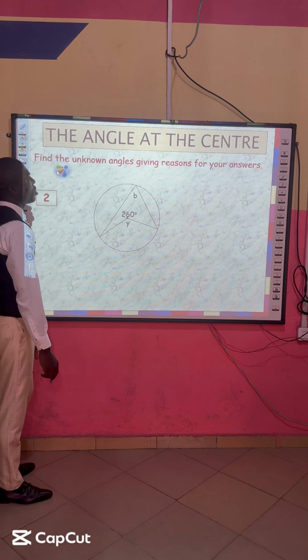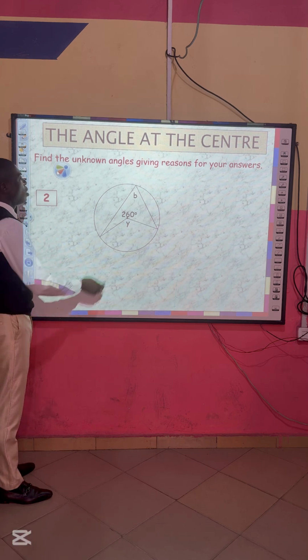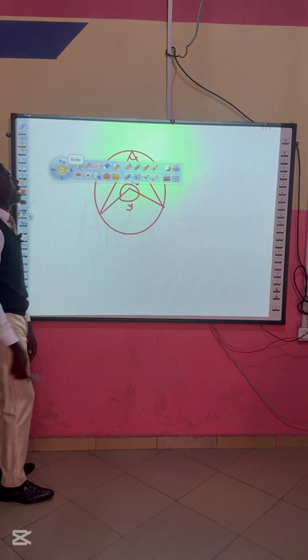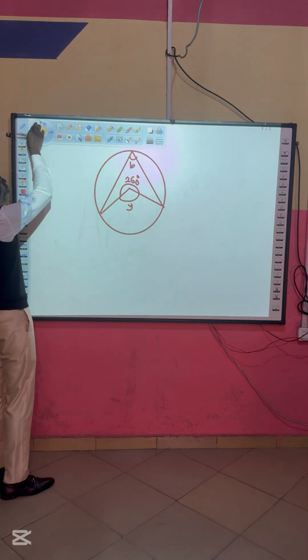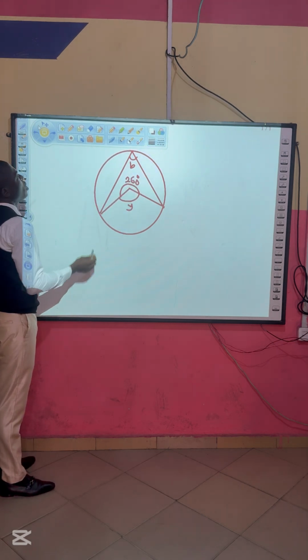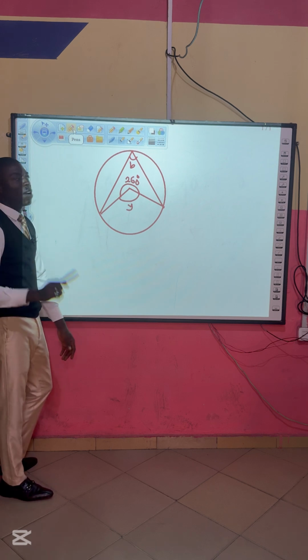For our answers, say give reason for your answers. So we have to find y and to find angle b. So let me transfer it here. So we have this. Look at the diagram very closely. So we have to find the value of y and the value of b. So let's find the value of y first.